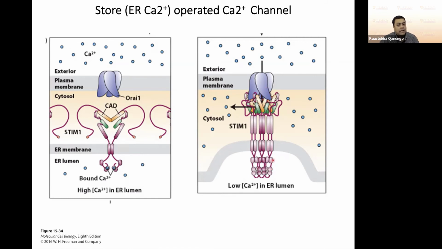But what happens is that once you have low calcium, they try to find areas close to the plasma membrane, and this portion is inserted into the plasma membrane, where this will open up the calcium channel and the extracellular calcium will replenish them. So that is definitely the overview of the process.